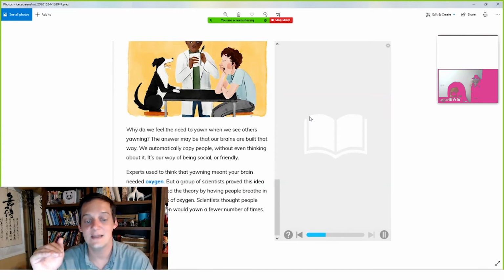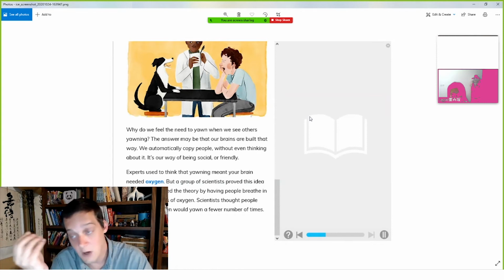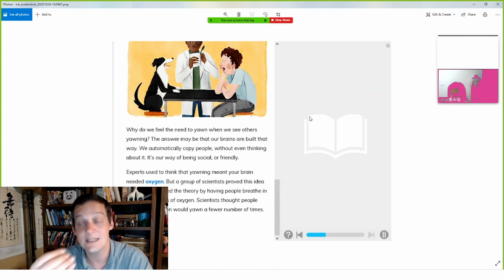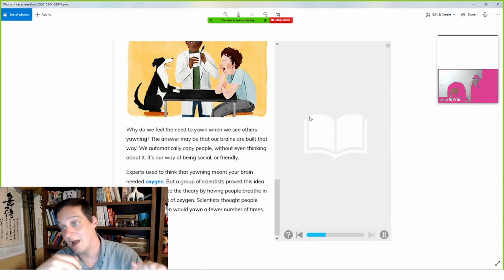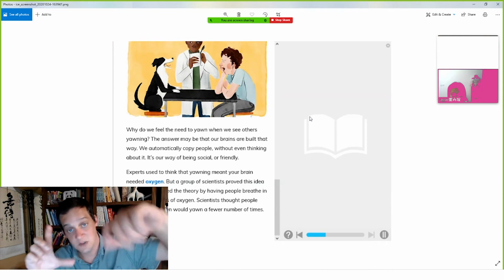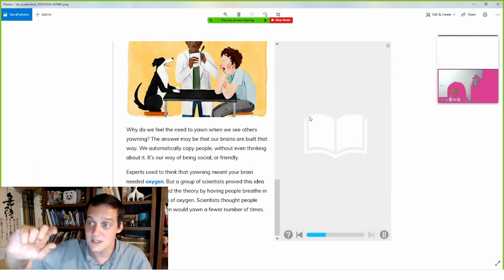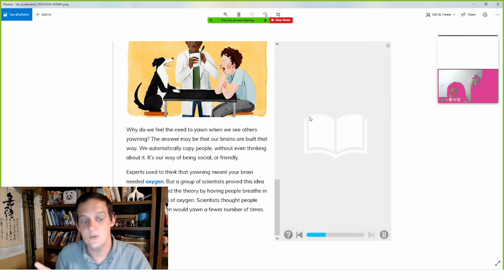So they tested the theory. The theory is like an idea, and the idea was people yawn because your brain needs oxygen. All right, let's test that idea. Let's try it and see what happens. See if it's right. So we'll give one person a lot of oxygen. We'll give one person the normal amount of oxygen, which is not a lot, but not a little, in the middle. And then we'll give one person a little bit of oxygen. And we'll see which one yawns more or which one yawns less.